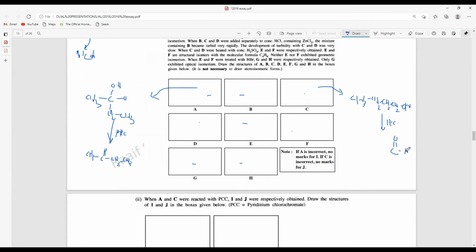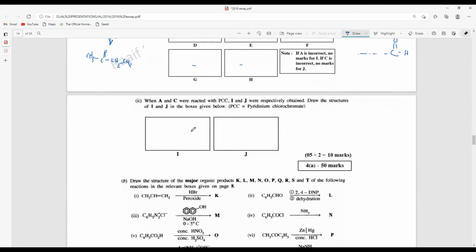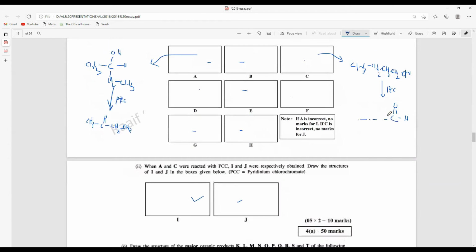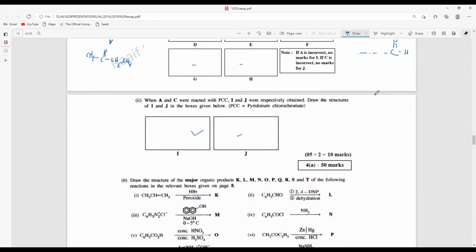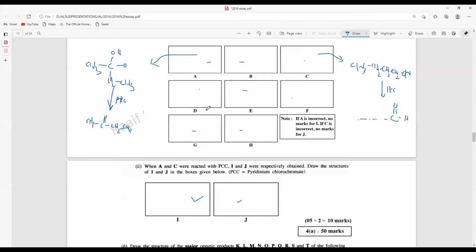Okay, so you can imagine this is a ketone, this is an aldehyde that is going to form. There is the rest of the compound here. So this is done. Then how do you identify this ketone and aldehyde? You can do the Tollens test. They have not asked here, but if they have asked, you can mention that.